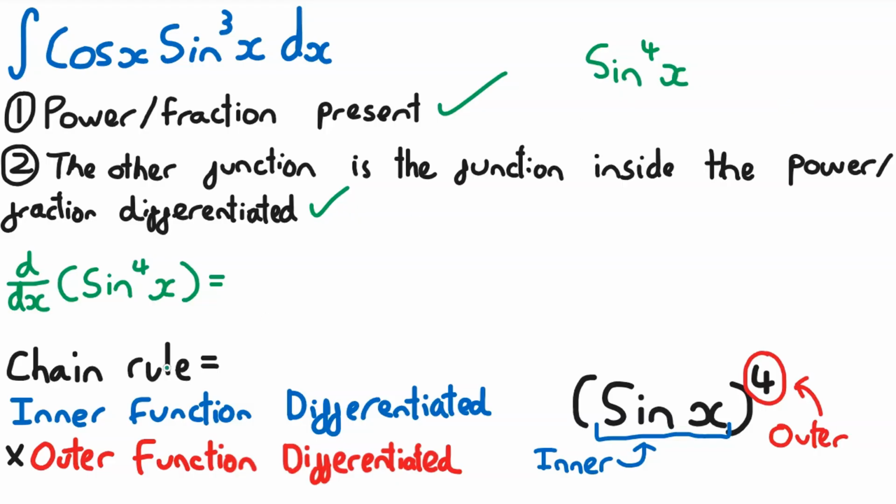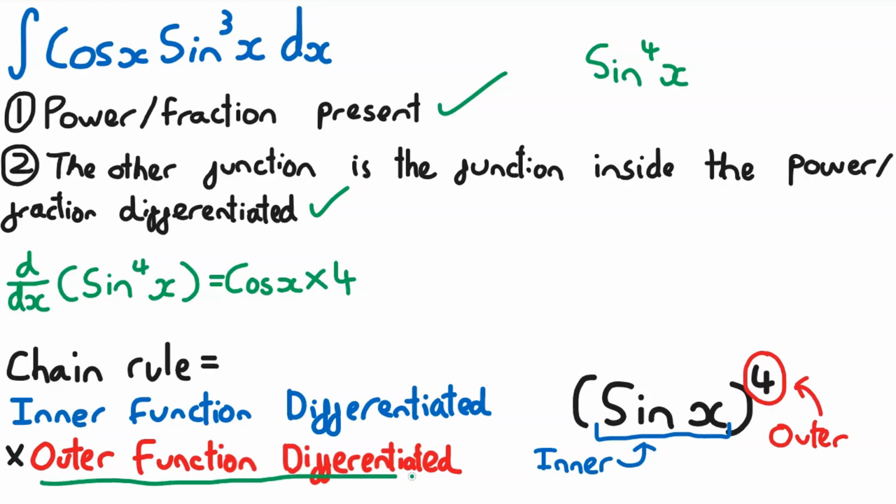The inner function here is this sin x here. This is the inner function, and the outer function is this power of 4, like this here. And the chain rule is the inner function differentiated, so the inner function is this sin x here, so it's going to be sin x differentiated, and when you differentiate sin of x, you get cos of x, and then this is multiplied by the outer function differentiated, so this is going to be this power of 4 differentiated.